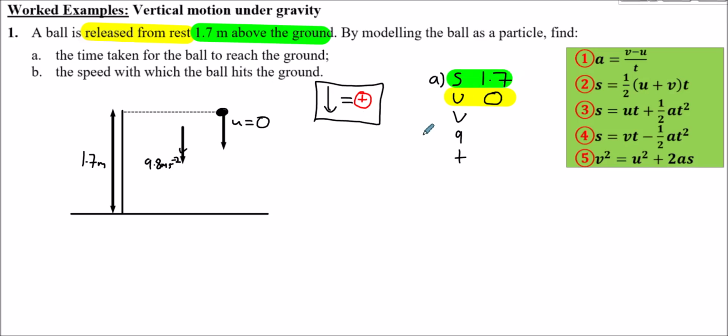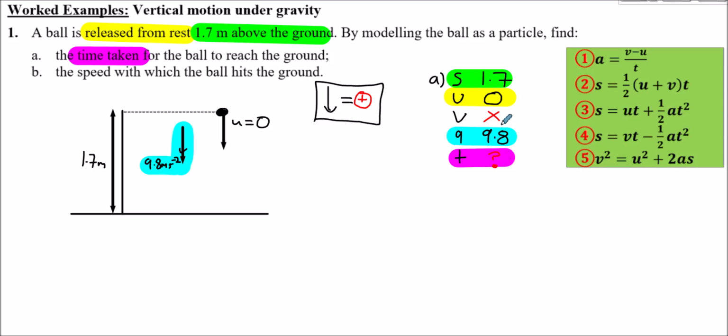Now, the velocity, we don't know, and also we're not really bothered about it, so I'm just going to put a cross there. I don't care about velocity. The acceleration is 9.8 meters per second squared, the acceleration due to gravity. And the time taken, that's what we're asked. So the time taken, I'll call that t, and I'll put a question mark by it, because that's what we want to work out.